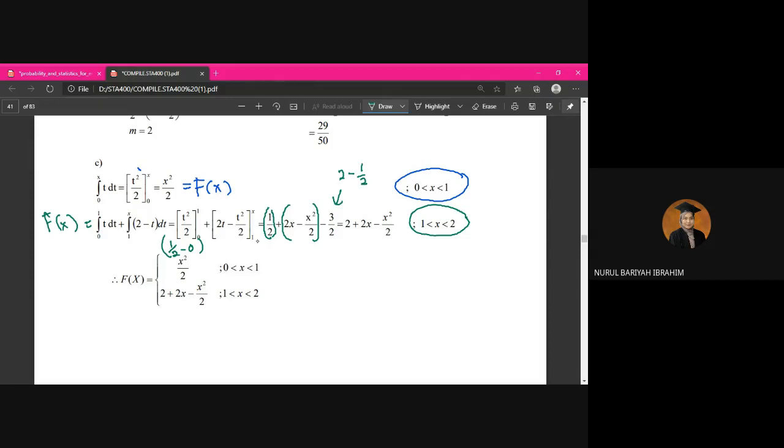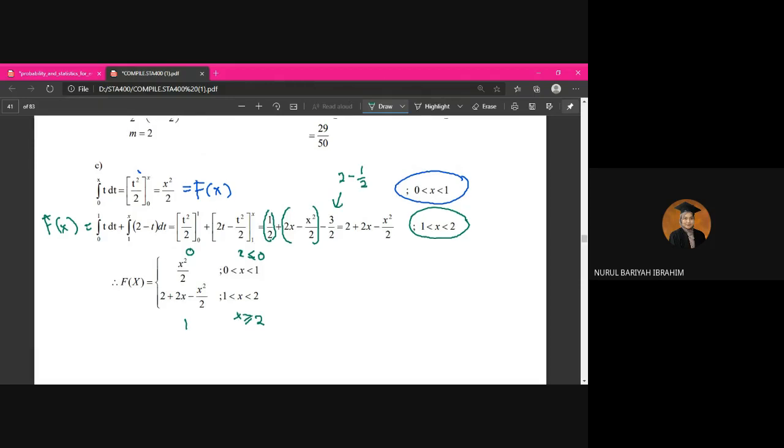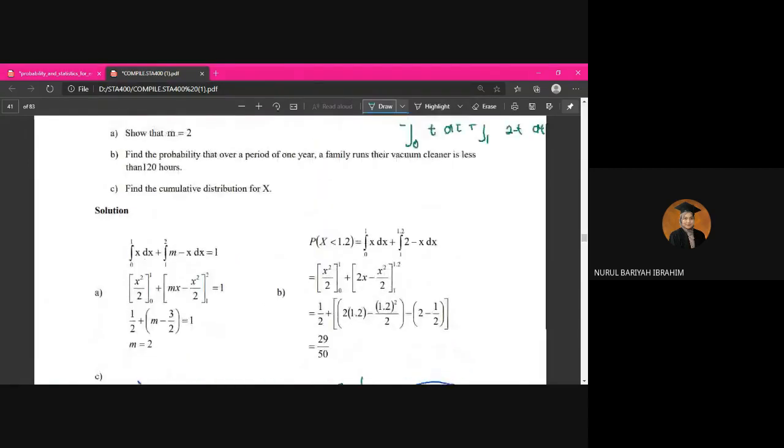So you can write down like this. Ataupun boleh tambah lagi ke atas ni pun boleh. Okay, I erase this one. So it should be here, if x less than or equal to 0, so the CDF will be 0. And if x more than or equal to 2, the CDF will be 1. Okay, that is the way how you find the probability to find the CDF function for continuous random variable.